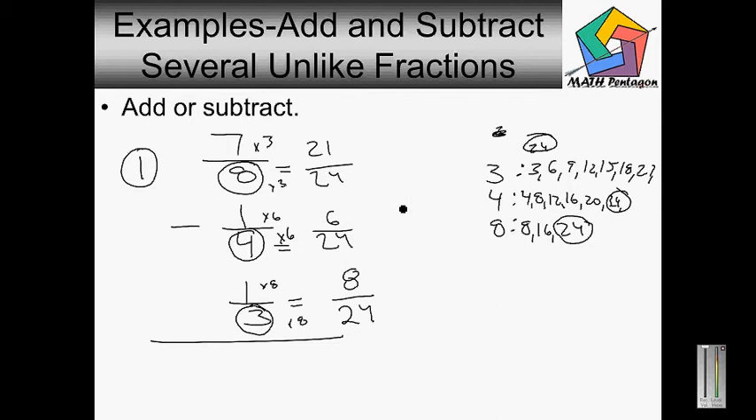So we subtract 21 minus 6 and then the 8. So first let's subtract 21 minus 6. That gives us 15. And then we subtract 15 minus 8, which gives us 7. So our final answer would be 7 over 24. So that would be our final answer to this problem.